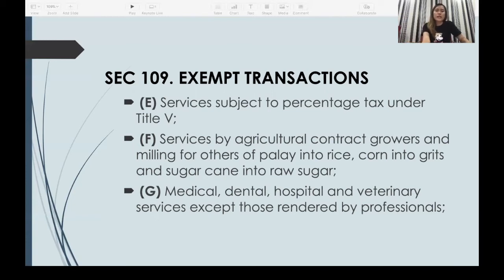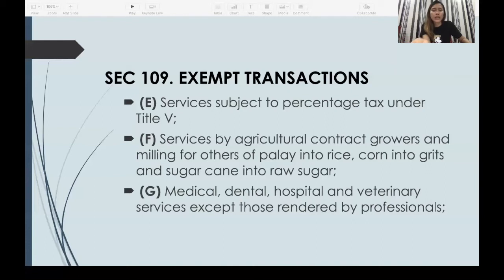Next, services by agricultural contract growers and milling for others of palay into rice, corn into grits, and sugarcane into raw sugar. Not subject to VAT si contract grower kasi they are related to agricultural food product original state. Magmamahal yan if iva-VAT mo. So, to make it understandable, si contract grower, VAT exempt siya, yung services na ino-offer niya.